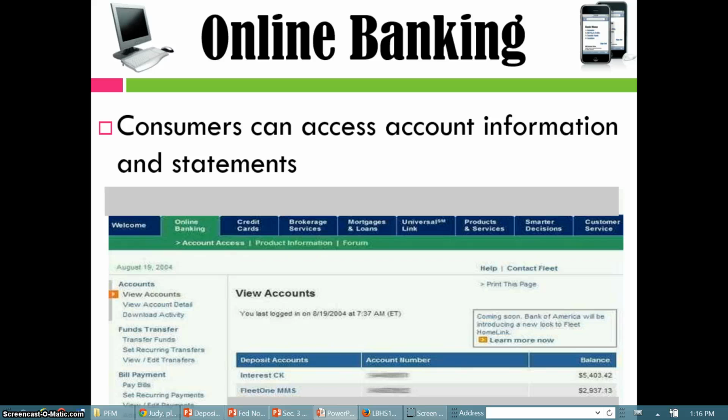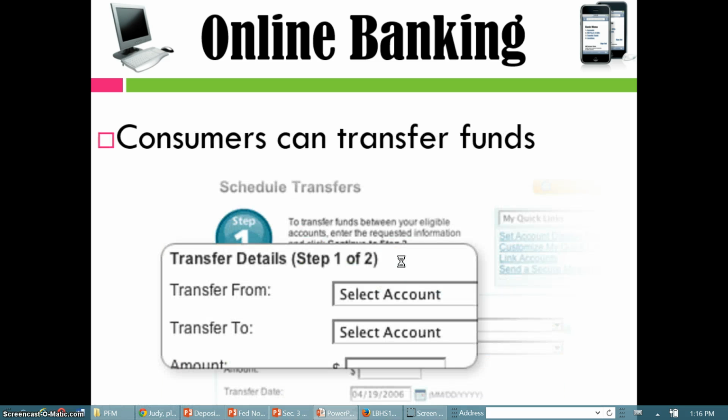When you bank online, consumers can access their account information and statements. So you can see here, you can view your account. If you have multiple accounts, you can see what those multiple accounts are. You can transfer funds, you can pay bills, and you can see the different balances within the accounts that you have at that financial institution. You can transfer funds, say like you have a checking account and a savings account, or maybe you have a checking account and a line of credit. You can transfer funds between those accounts.